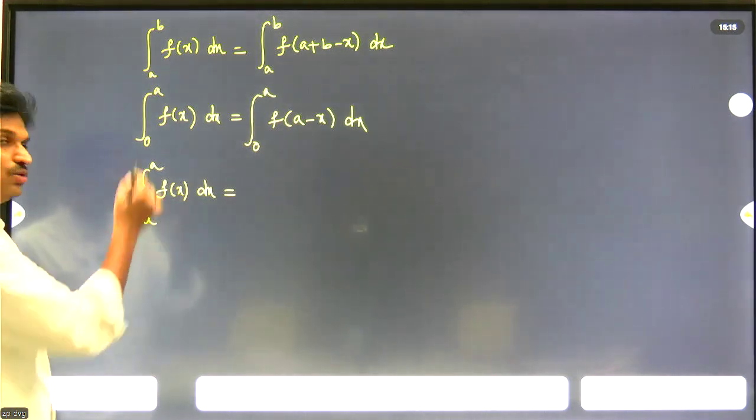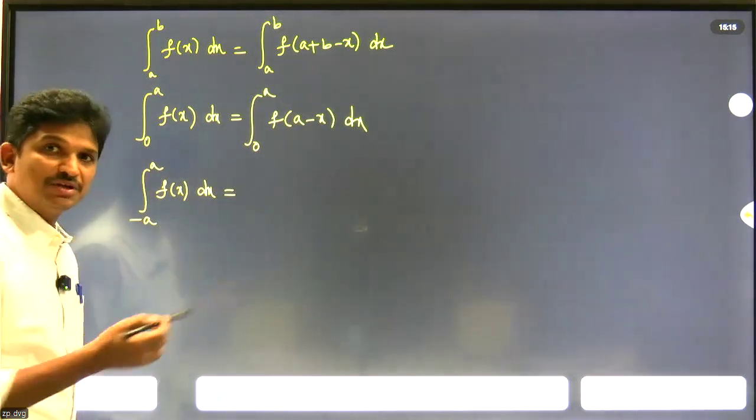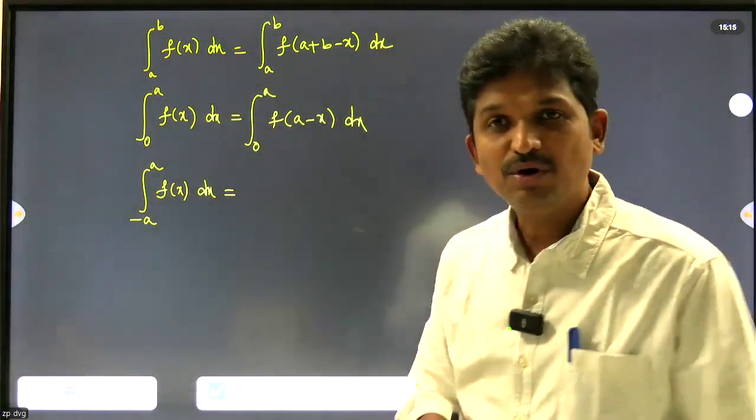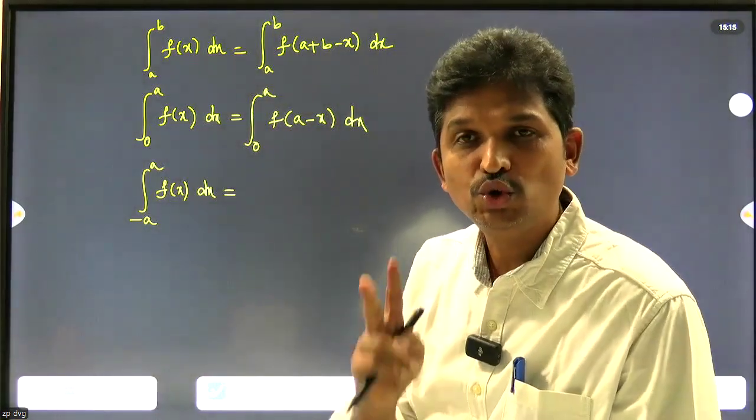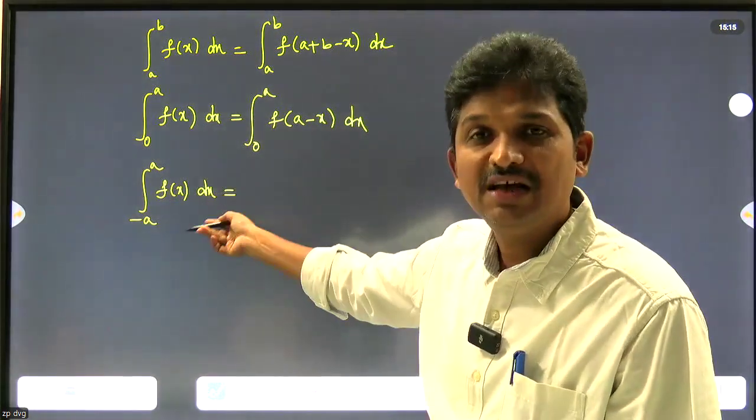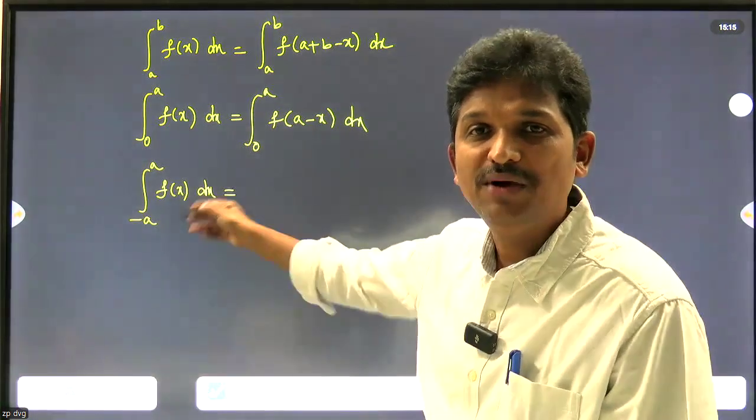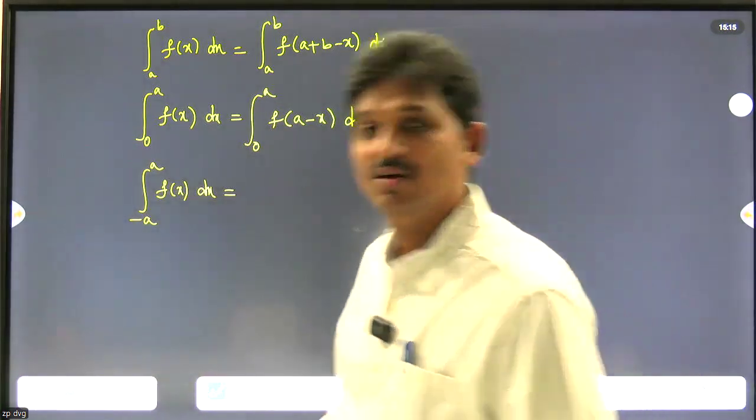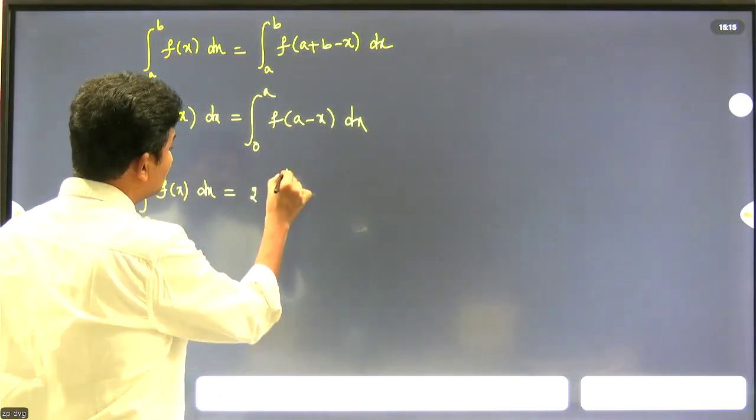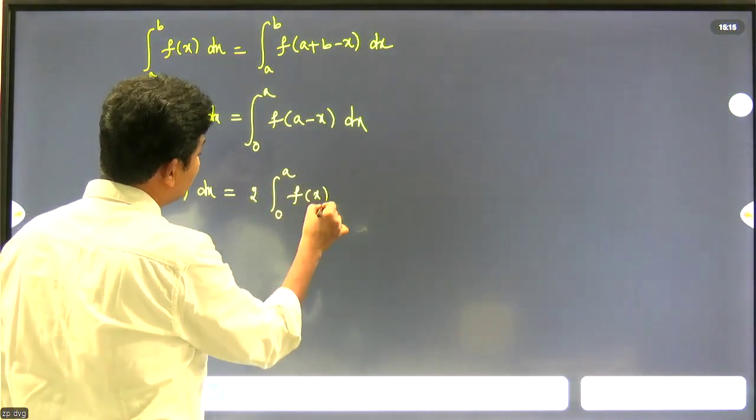Here, for the integral from minus a to a, there are important theorems from definite integration in NCERT. There are six-mark questions, and this is one of the properties that is frequently asked in the board exam. The integral of minus a to a f of x dx is, what is the formula? 2 times the integral of 0 to a f of x dx.